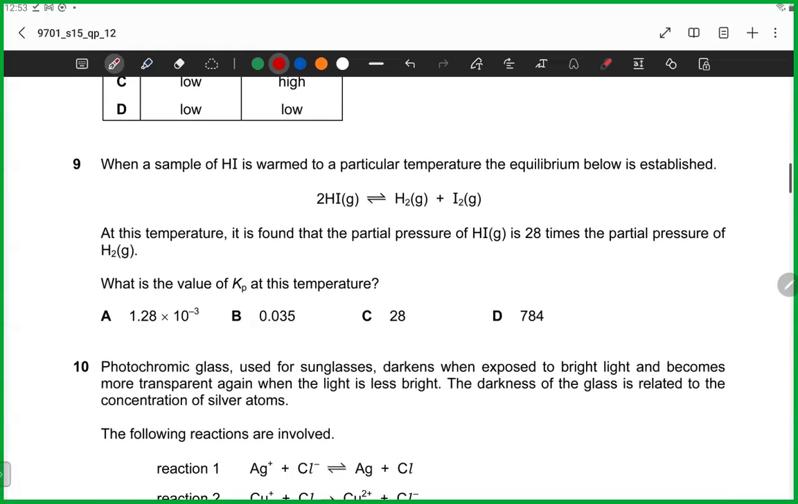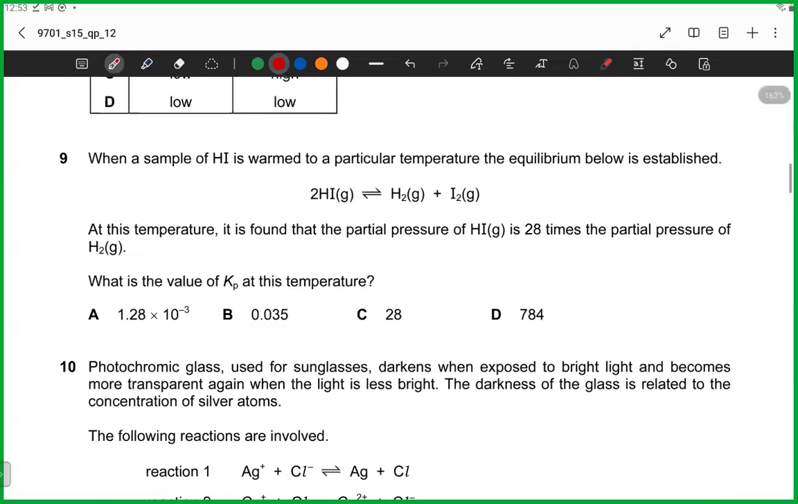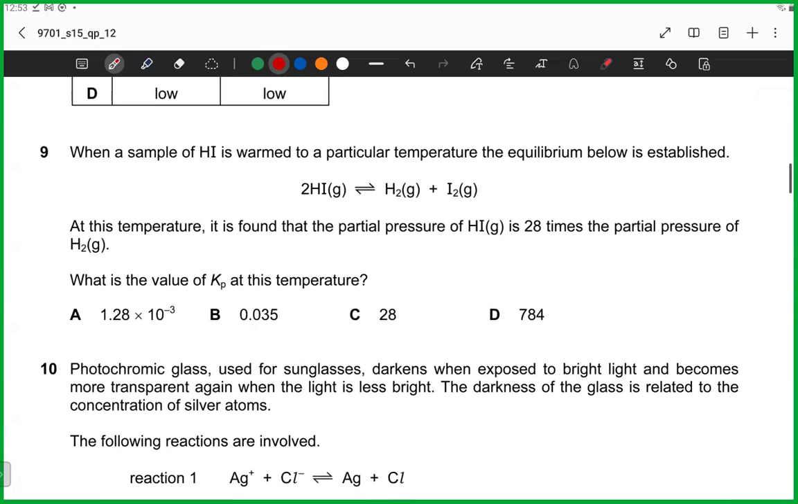So there's this, you have to calculate Kp, right? And he says that there's a sample of HI which is warmed and an equilibrium is established. It is found that the partial pressure of HI is 28 times the partial pressure of H2, right? So if the partial pressure of H2 I take as x, the partial pressure of I2 would also be x because both of them will be produced in equal amount, right? Is that clear? So they're going to have the same mole fraction. Is this clear? Yes.